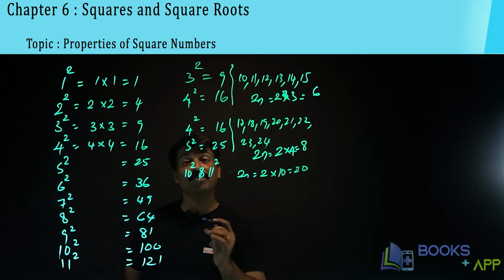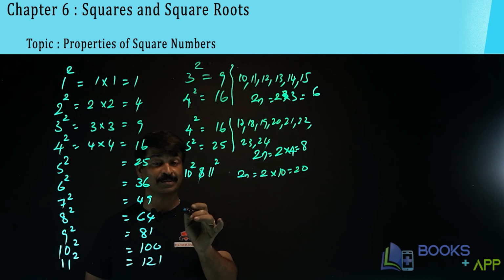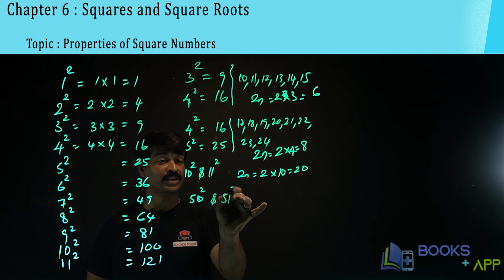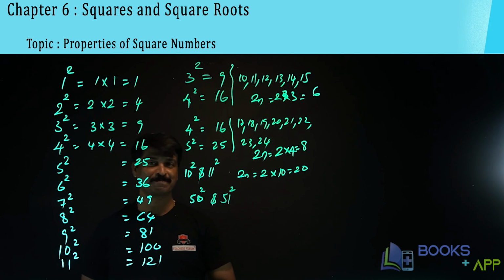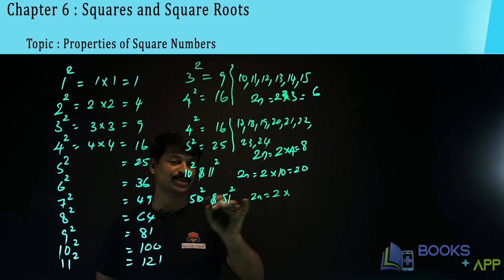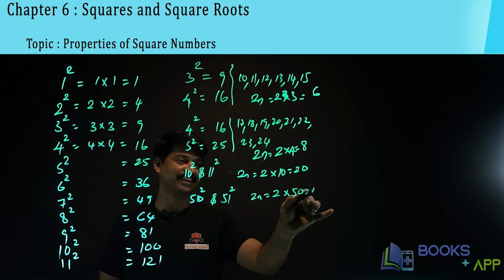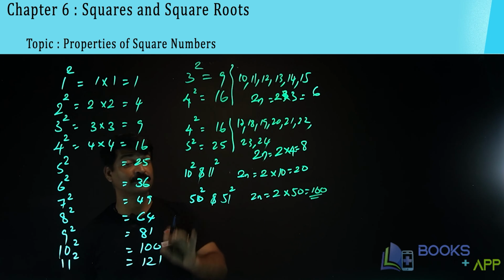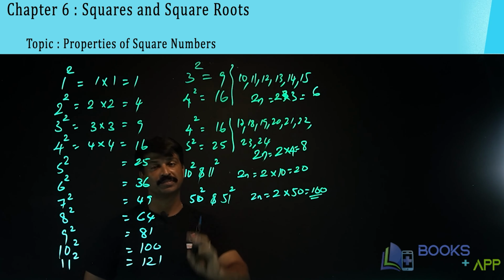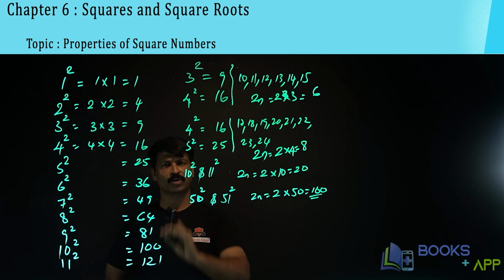Now another question. How many non-perfect squares are between 50 square and 51 square? How many are there? What is the formula? 2n. That is 2 into 50. That is 100. So 100 non-perfect squares will be there in between 50 square and 51 square. It is clear. That is one property.